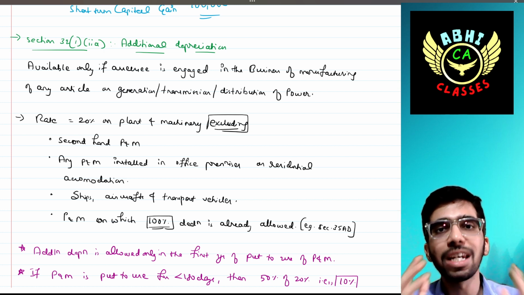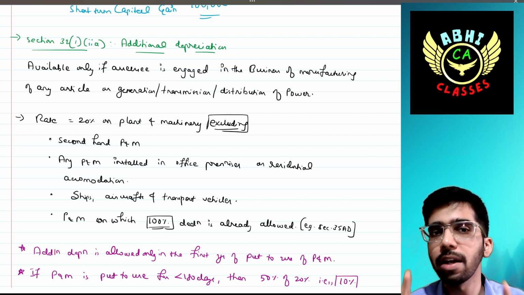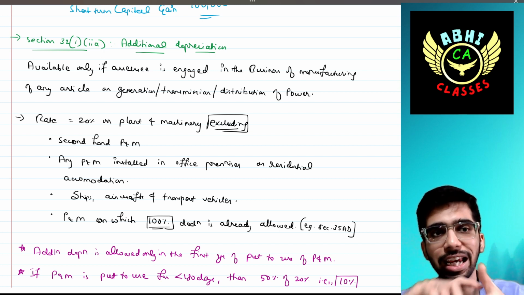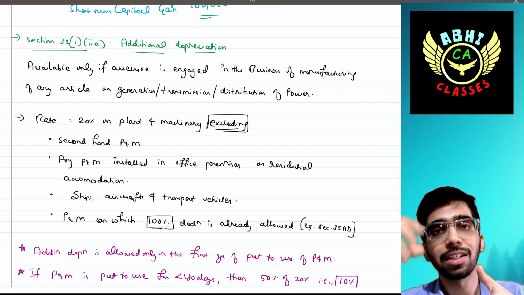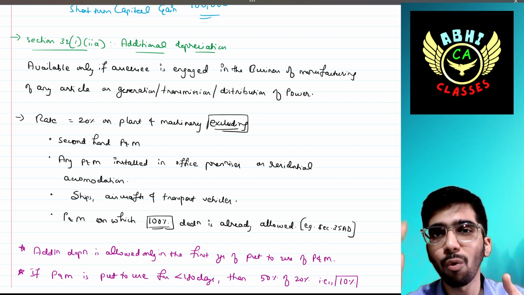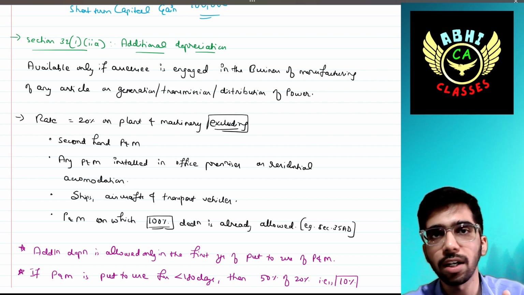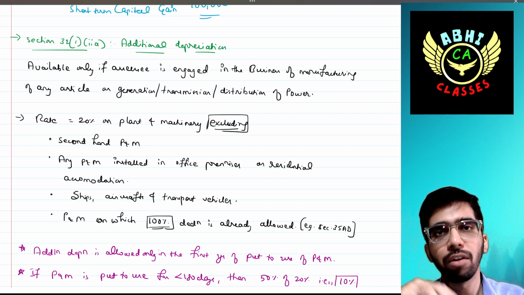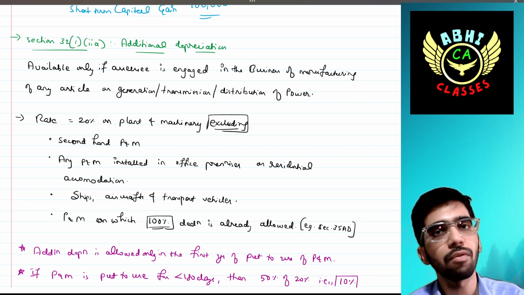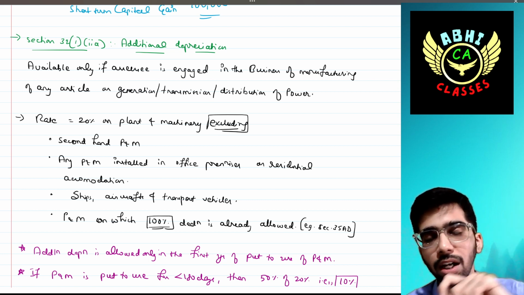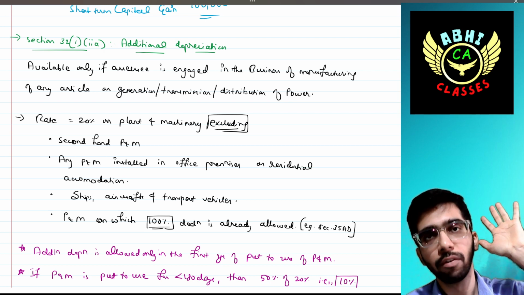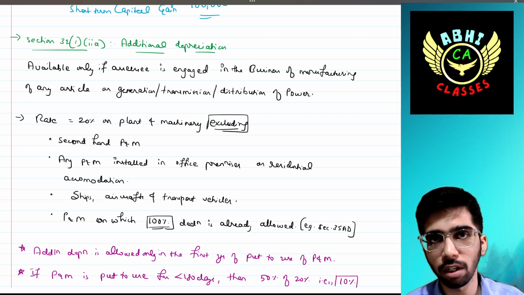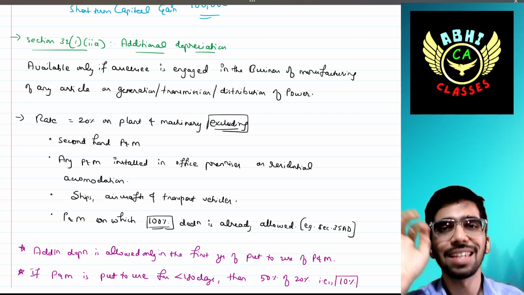Remember, the rate would be 20% only on plant and machinery, but that plant and machinery excludes the following categories. First one, second-hand plant and machinery. That plant and machinery should always be original, always first-hand. If you purchase any second-hand plant and machinery, additional depreciation will not be given, even though you are under manufacturing activity or in the power generating sector. Okay, it should always be new.